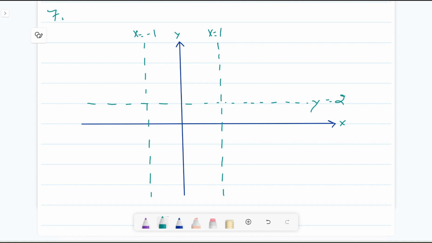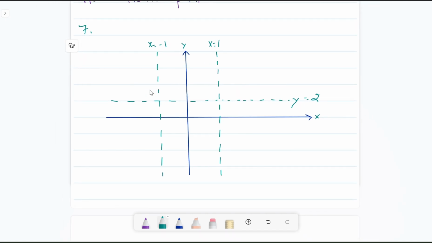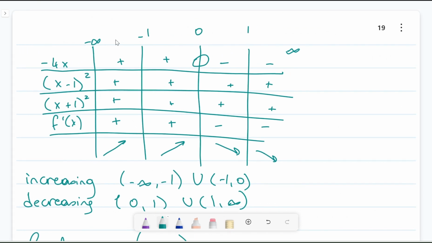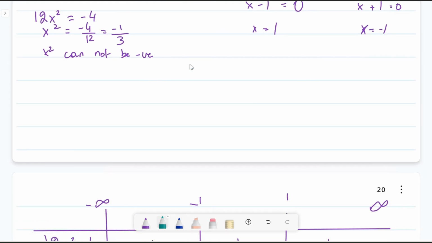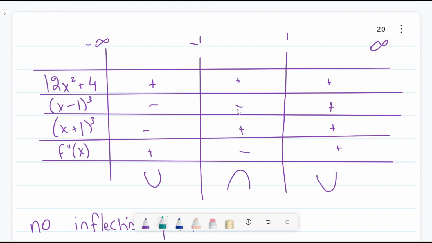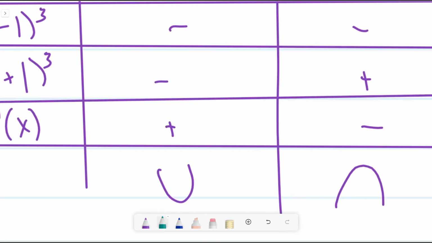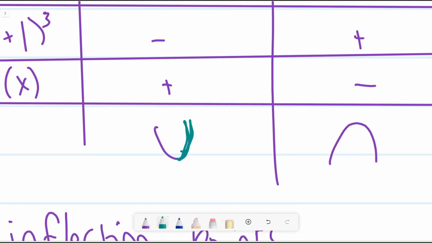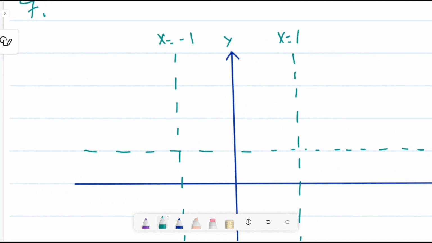Now let's start with how the graph behaves from negative infinity till negative 1. So let's look at our first sign table. From negative infinity till negative 1, the graph is increasing, and it has an upward concavity. So in this upward concavity, we notice that this part is decreasing, which we don't want. We want the increasing part. So the graph will look something like this. Let's go and start sketching. So maybe something like this.